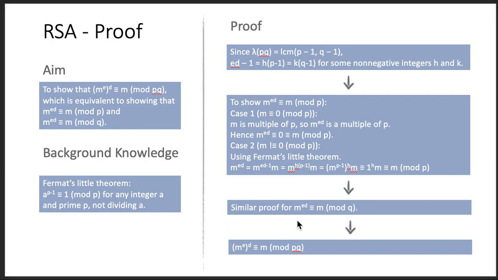And for m to the power ed equals m mod q, the proof is basically the same. So combining the two proofs, m to the power ed equals m mod p and m to the power ed equals m mod q, we can show that m to the power ed is equal to m mod pq.